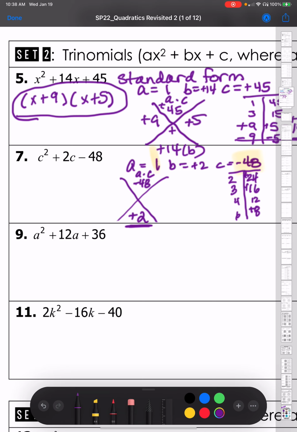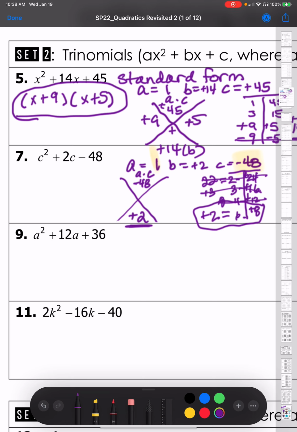So if we look at all of our possible larger numbers, the smaller number has to be negative. The positive 24 plus a negative 2 would be 22, so that's not our factor. A positive 16 plus a negative 3 would be 13, so that's not our factor. A positive 12 minus 4 would be a positive 8, not our factor. A positive 8 plus a negative 6 would equal a positive 2. So there are our factors.